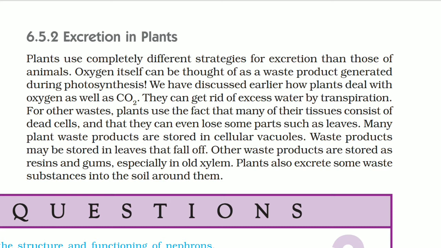For other waste, plants use the fact that many of their tissues consist of dead cells, and they can even lose some parts, such as the leaves. Many plant waste products are stored in cellular vacuoles. Waste products may be stored in leaves that fall off. Other waste products are stored as resins and gums, especially in the old xylem. Plants also excrete some substances into the soil around them. So that's the excretion of plants.